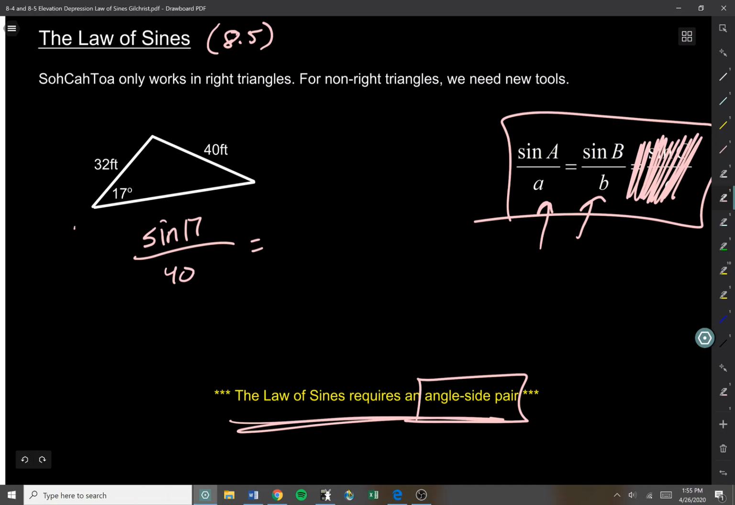I guess I'm going to call this A. It doesn't really matter. This will be A and A, equals the sine of B over 32. I'll call this angle B, which makes this side B, because the angles and sides are always opposite when they correspond. Now I'm going to solve for this angle right here.